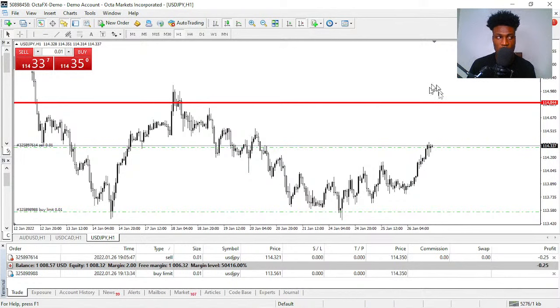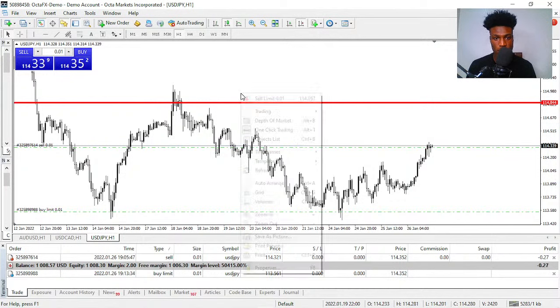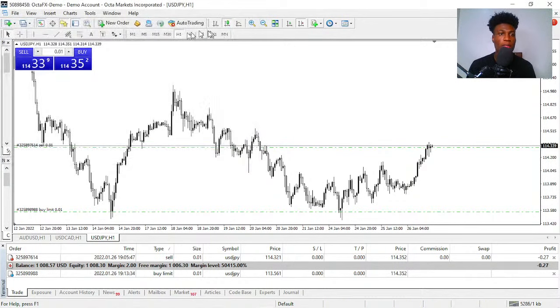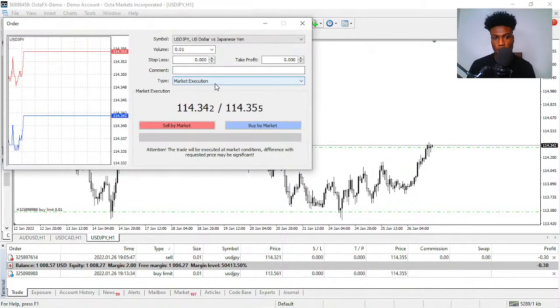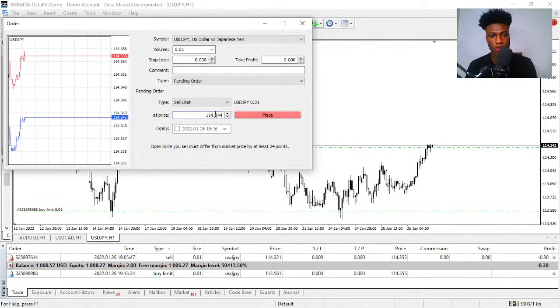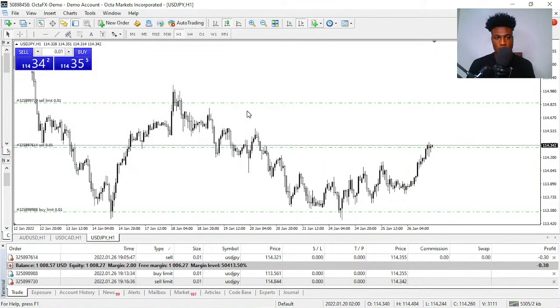Okay, so for sell limit, you're placing above current market price. So we're using this example, 114.844, right? So what do we do? Let me take out this horizontal line, 114.844. So we go to new order. The same way, go to type, go to pending order. We're placing a sell limit, and remember, you're placing your sell limit above the current market price, right? So we set 114.844, and you click on place. So this order has been placed.